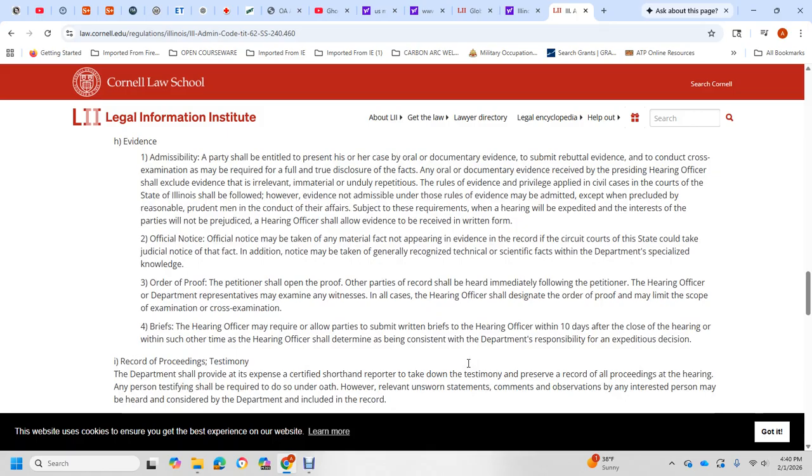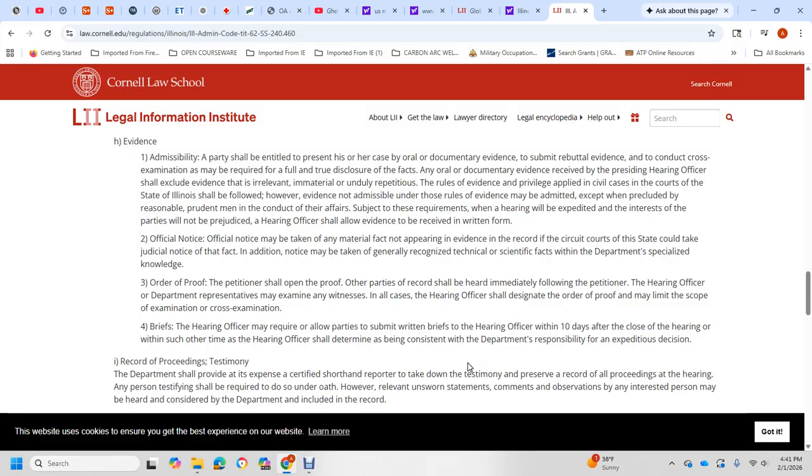Cross-examination may be required for the full and true disclosure of the facts. Oral and documentary evidence may be received, and the presiding hearing officer shall exclude evidence that is irrelevant, immaterial or unduly repetitive, and evidence that is privileged under the rules of evidence applicable in civil cases in the courts of the State of Illinois. Further evidence that is not admissible under the rules of evidence may be admitted except where precluded by law.